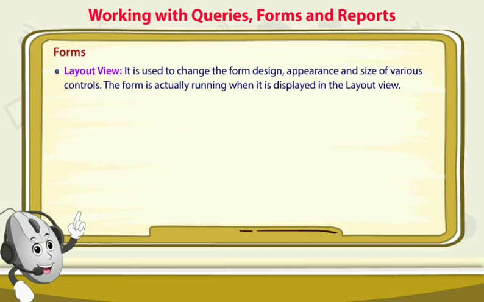Step number 4, on the layout view, click on the properties icon. It is used to change the size of various controls. It means it is used for formatting or designing the form.